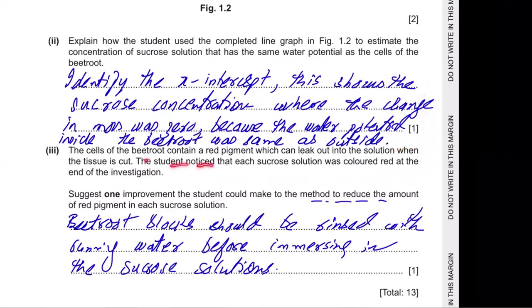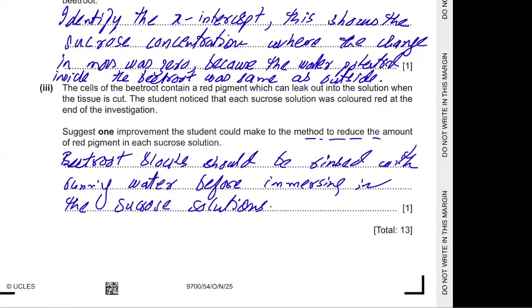The cells of the beetroot contain a red pigment that can leak out in solution when cut. The student noticed that each sucrose solution contained a red color at the end of the investigation. What improvement would you make to the method to reduce the amount of red pigment in each? When you cut this beetroot, the red pigment comes out and the solution becomes reddish. So what can you do? You can just rinse it with running water before immersing it in the sucrose solution initially.